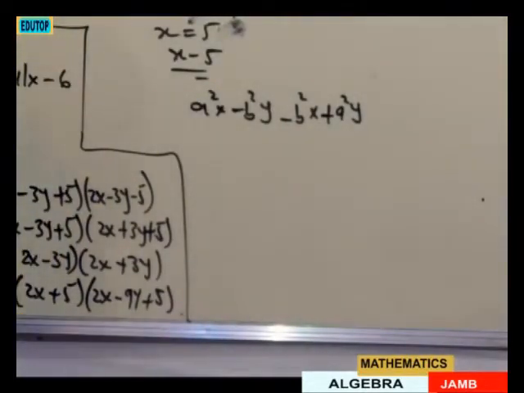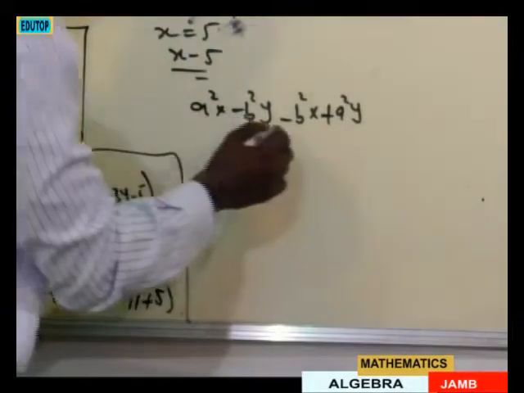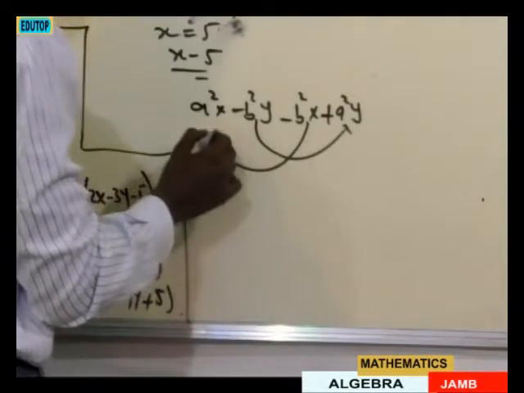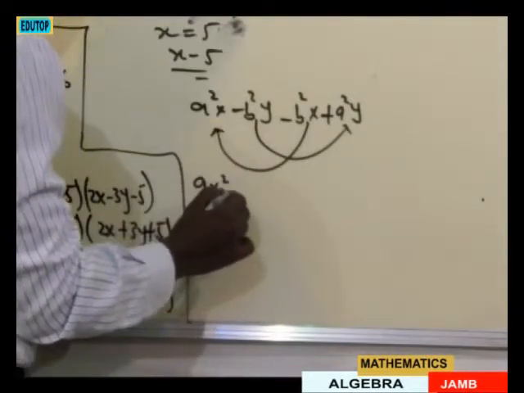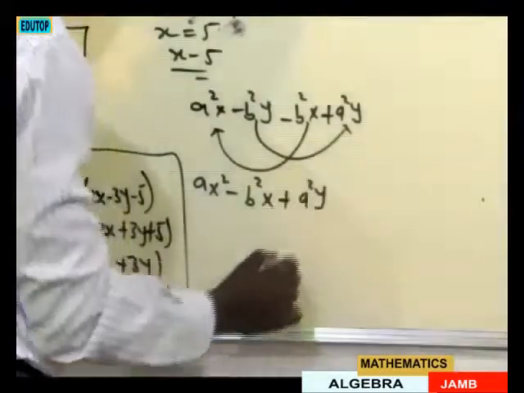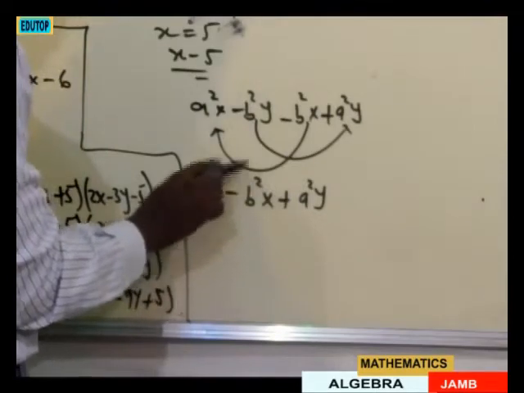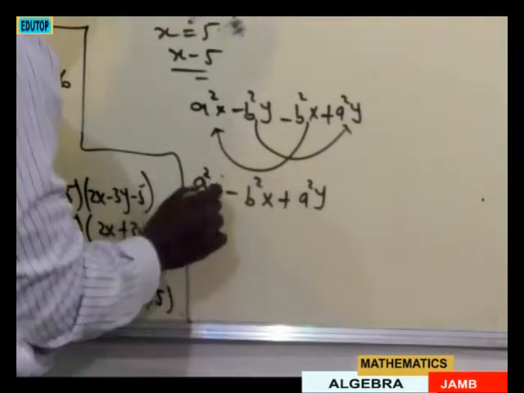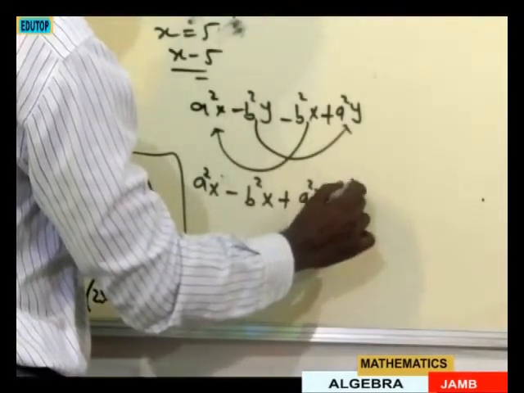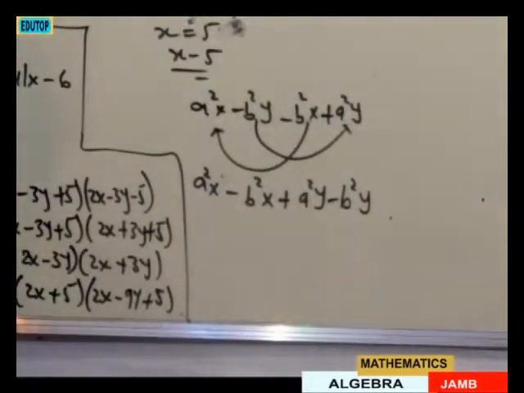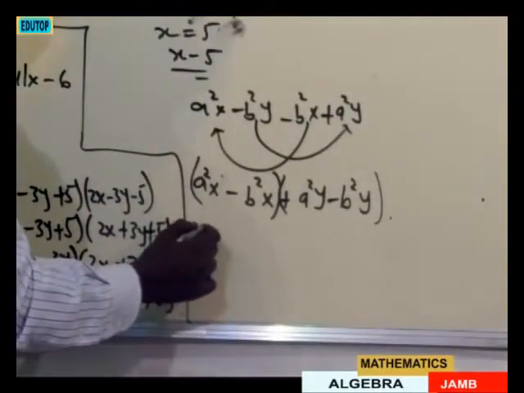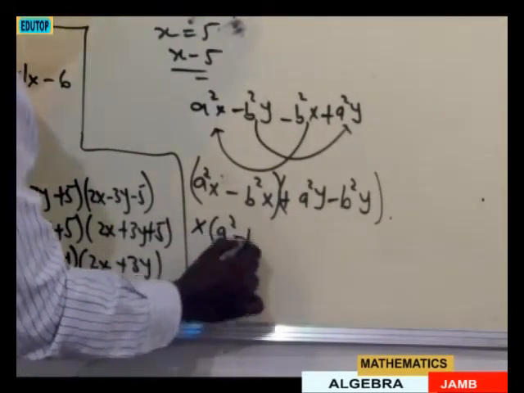So what we do here is to bring those that are similar together. Let's take this one to this region and bring this one to this region. Then I will have a square x minus b square x plus a square y minus b square y. That's what I have. Then what is common to this? X is common. So I have x into a square minus b square.